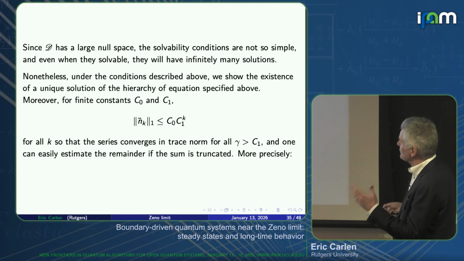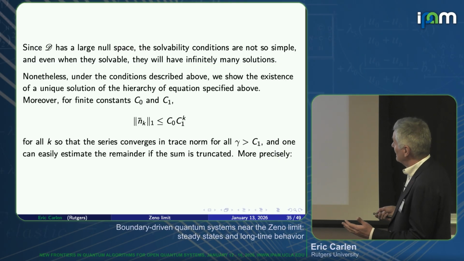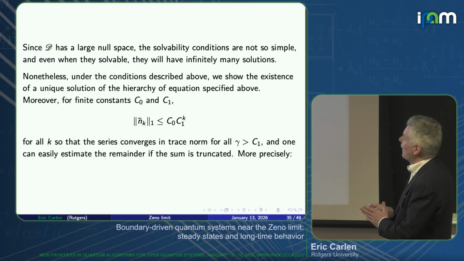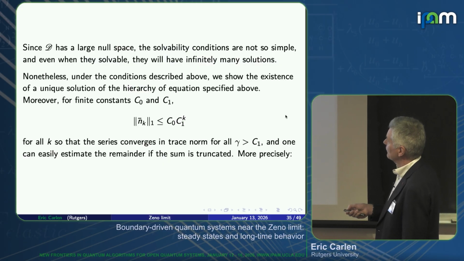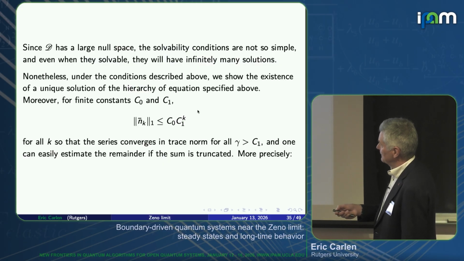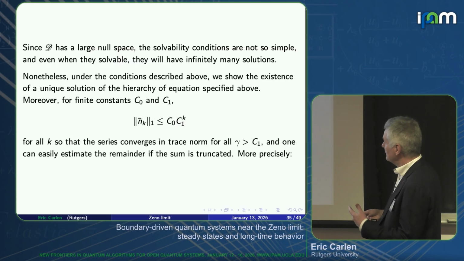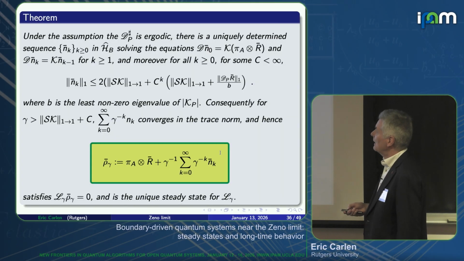when this D_P sharp guy is ergodic and gapped, then all of the equations are consistent. You can solve them all, and you can control the growth of these conditions, and you get what you'd expect, an exponential growth. So if the gamma is bigger than this C1, because the gamma is going to be downstairs in the thing, then you have a geometrically convergent expansion, and you can even estimate the errors on the remainder.